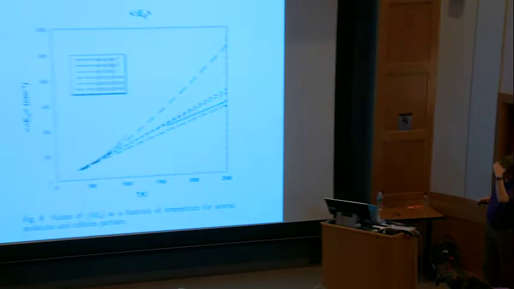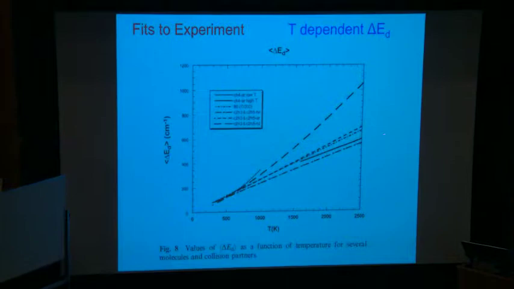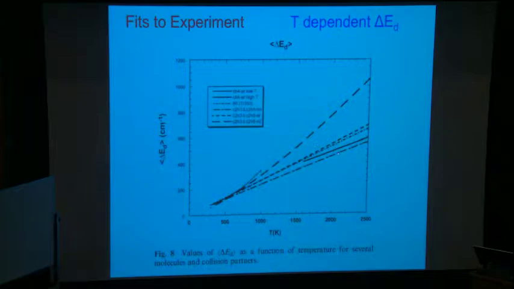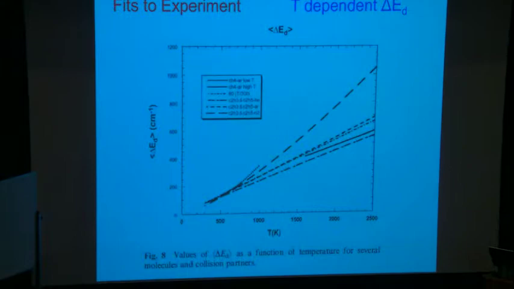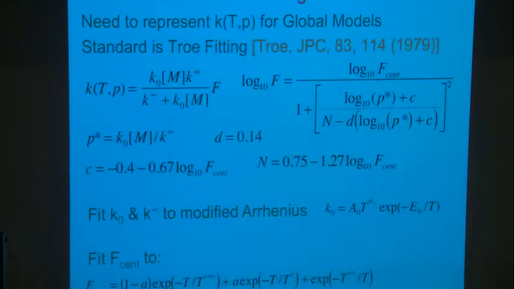Here are some examples of fits to experiments, just so you see delta E down values typically increase with temperature. For different size systems, slightly larger systems tend to have slightly larger values. But there are very limited sets of data for doing this, especially in the high temperature regime. At low temperature, there's quite a bit more.